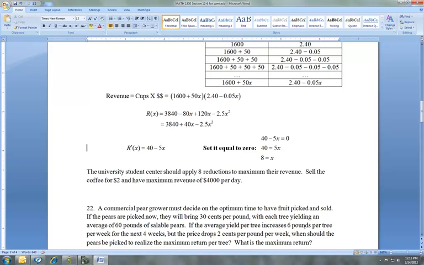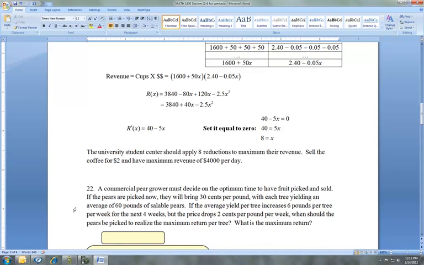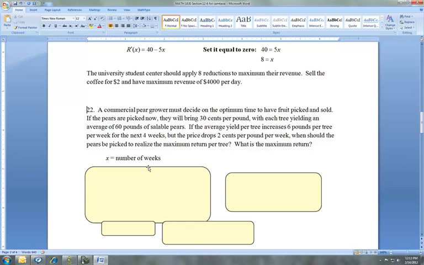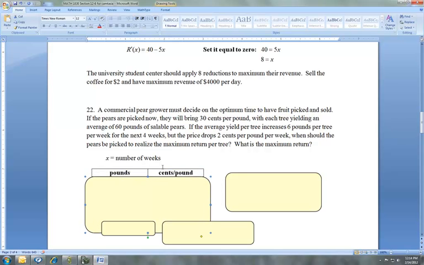So it says when should the pears be picked, so I'm looking at weeks. So I'm going to let x be my number of weeks, and let's see if I can start another table like I had a few minutes ago. Now, if pears are picked now, they'll bring 30 cents per pound. If we wait, price drops 2 cents. Right now, the tree averages 60 pounds of saleable pears. If we wait, it increases by 6 pounds. So there's a reduction and an increase.